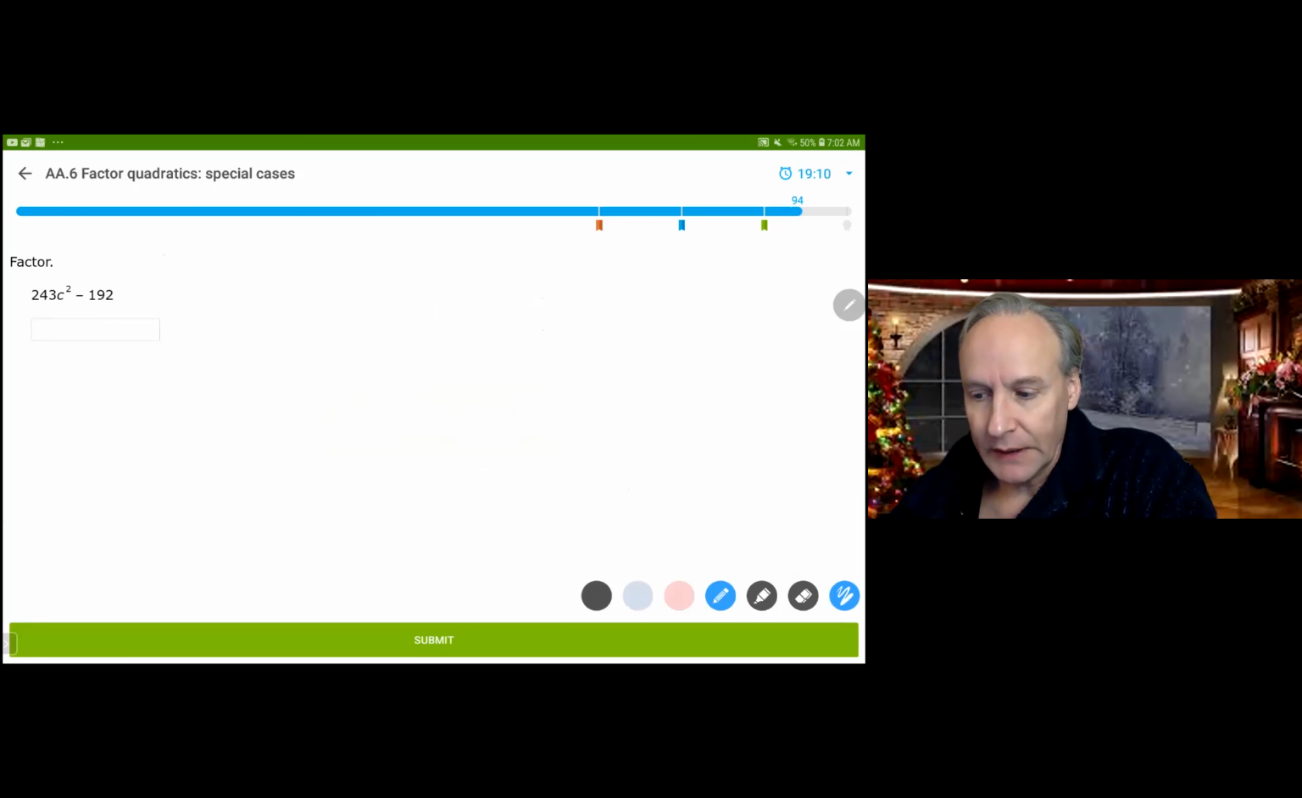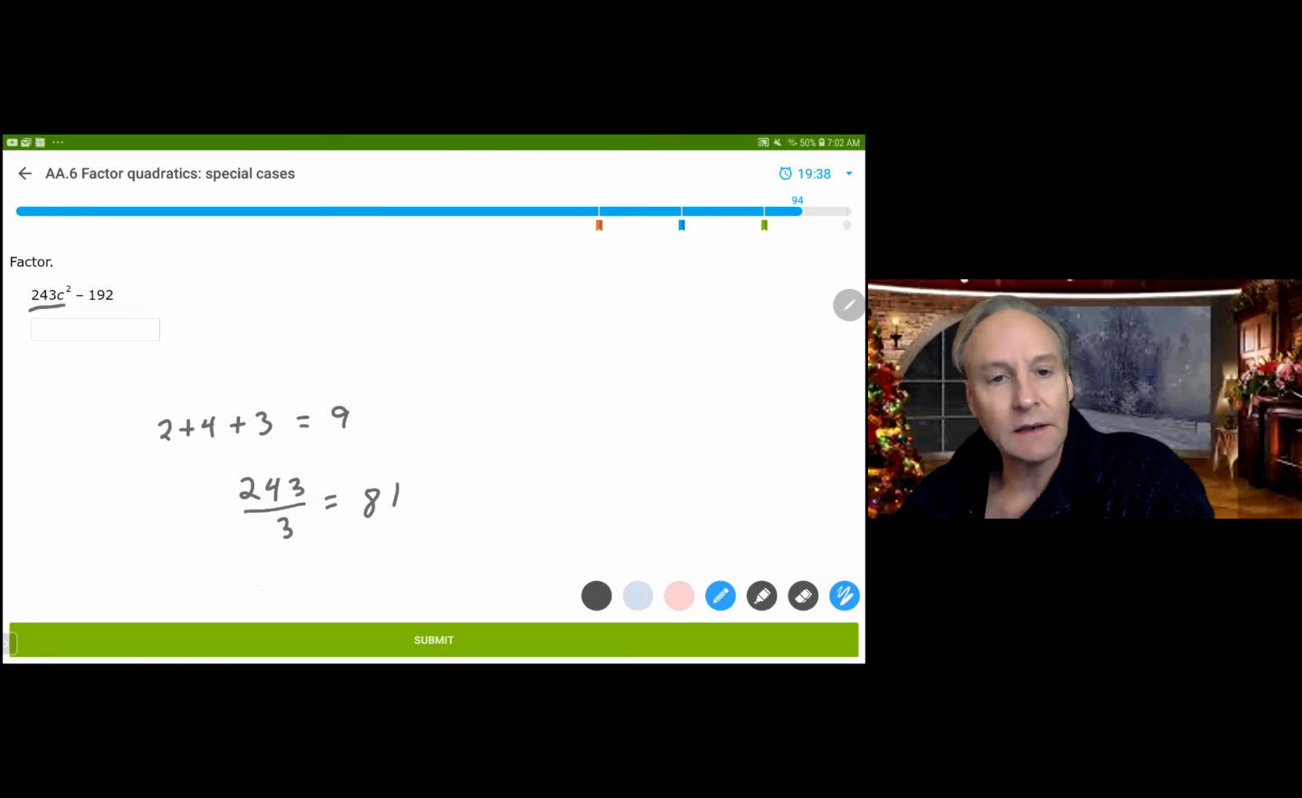Could be a difference of squares. The only thing is 243 is not a perfect square. It is divisible by 3. Now that may not be obvious, but I notice that 2 plus 4 plus 3 is equal to 9, and 9 is divisible by 3. What that tells us is that 3 divides evenly into it 81 times. It also is true that 9 goes into 243 because 9 also goes into 9.